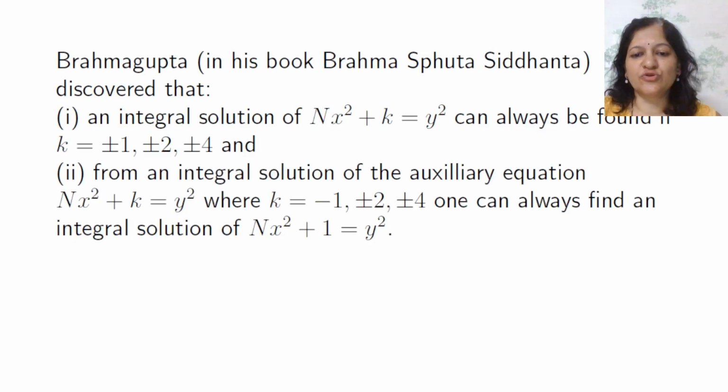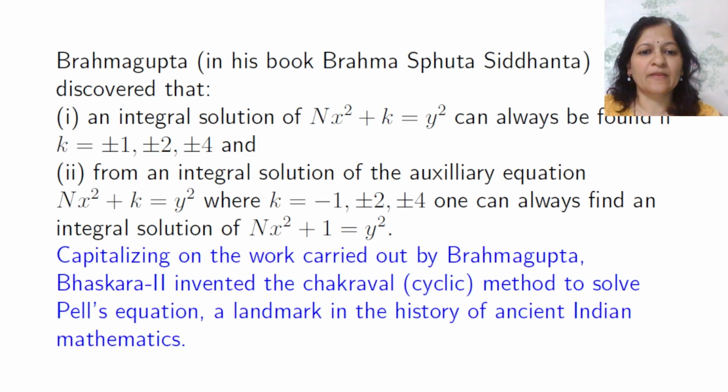From the integral solution of the auxiliary equation Nx square plus k equal to y square, where k is plus or minus 1, plus or minus 2 or plus or minus 4, one can always find an integral solution of Nx square plus 1 equal to y square, that we shall see. Capitalizing on the work carried out by Brahmagupta, Bhaskara too invented the Chakravala, meaning cyclic method, to solve Pell's equation, and this is a landmark in the history of ancient Indian mathematics.